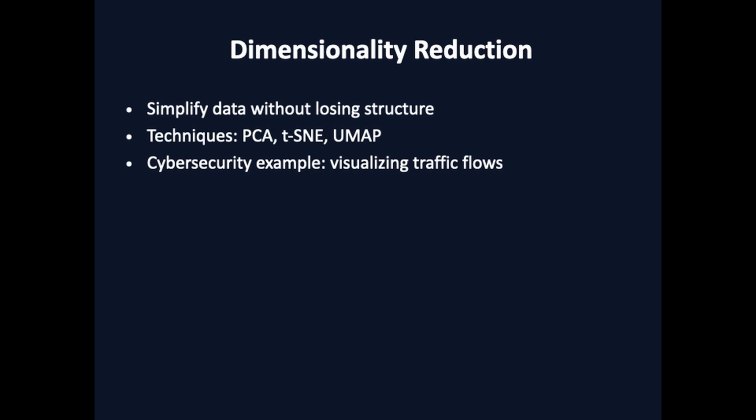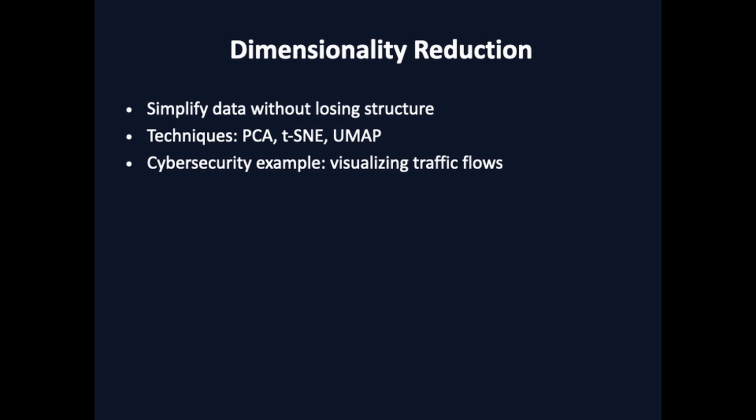Principal component analysis, or PCA. It's one of the oldest and most widely used dimensionality reduction techniques. Imagine that you have a cloud of data points floating in a very high dimensional space. PCA finds the directions, called the principal components, along which that data varies the most. These are like new coordinate axes rotated to capture the greatest variation. Then instead of keeping all 80 dimensions, we keep just the top 2 or 3 principal components.